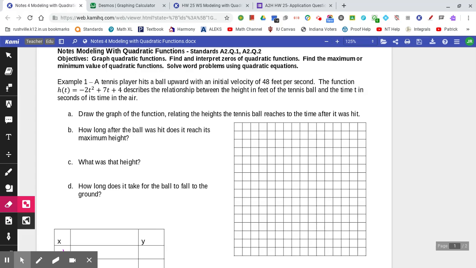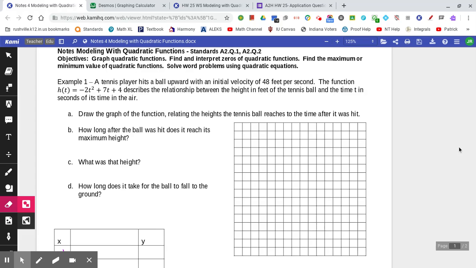So what we're going to do today is the formula, the function, the equation will already be provided for you. It's going to be a lot like class where you're going to graph that and analyze that graph, but then you're going to use that graph to answer some questions about the situation.